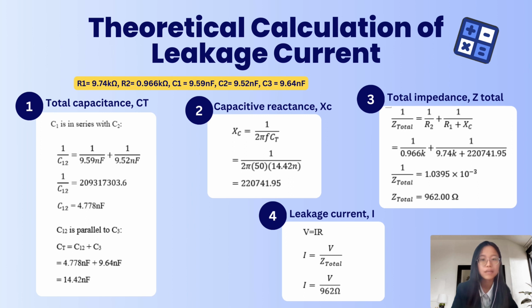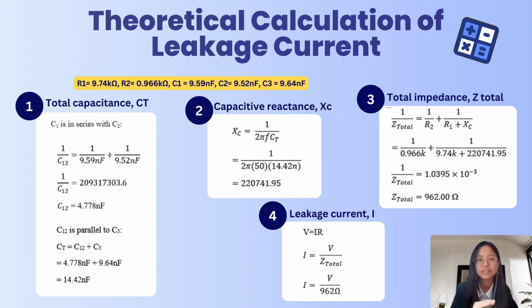First, we need to calculate the total capacitance by resolving the capacitors C1 and C2 into C12. Then the C total can be obtained by adding C12 with C3. The final value is 14.42 nanofarad. Next, we calculate the capacitive reactance by using the formula 1 over 2 pi F C, where F is the frequency and C is the total capacitance. In the third step, the measuring device total impedance calculated is 962 ohm. Lastly, the leakage current is calculated by using Ohm's law, V equals IR, where V is the AC voltage across the capacitor, I is the leakage current, and R is replaced with the total impedance.